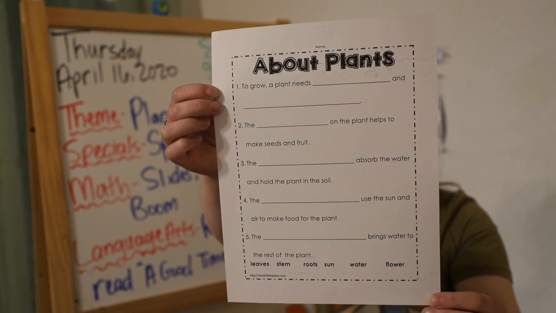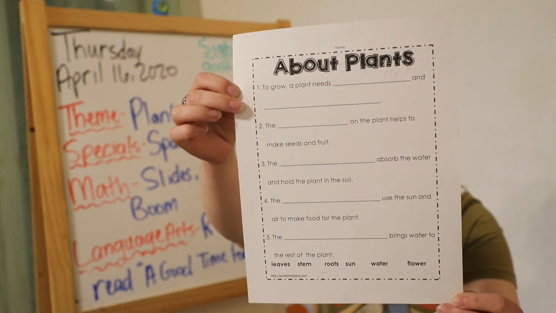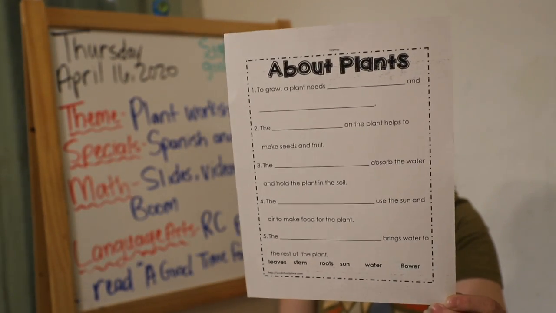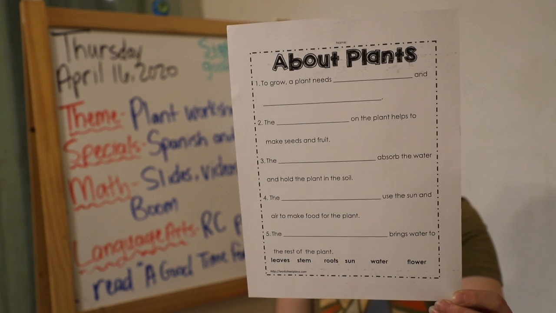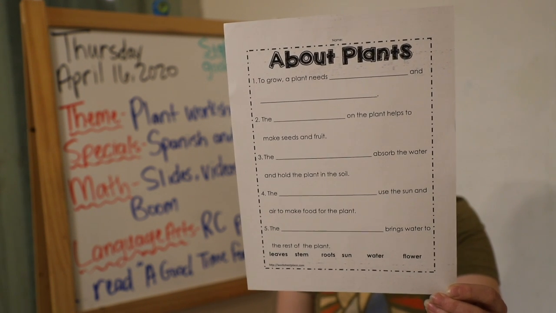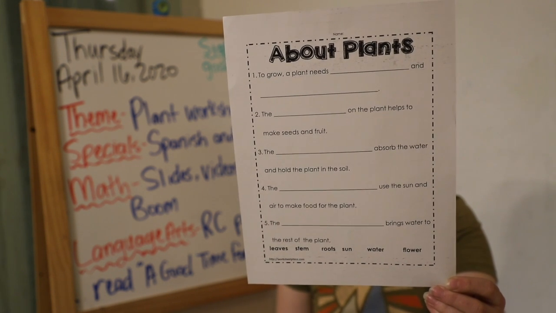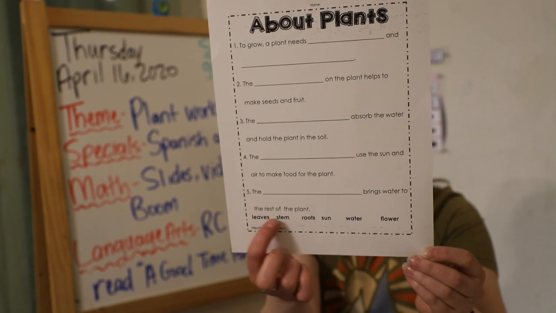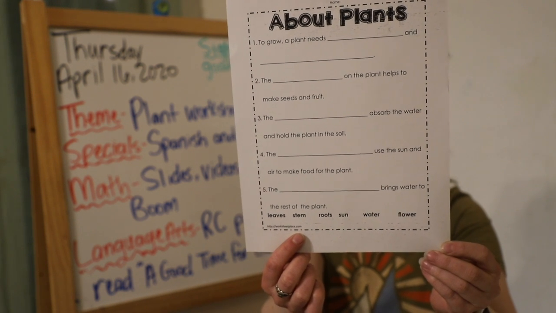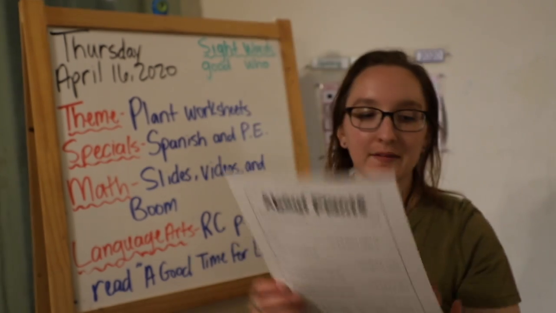Number three says, the blank absorbs the water and holds the plant in the soil. Number four says the blank uses the sun and air to make food for the plant. And number five says the blank brings water to the rest of the plant. So in your little word bank down here, you can choose leaves, stem, roots, sun, water, and flower to fill in those blanks.